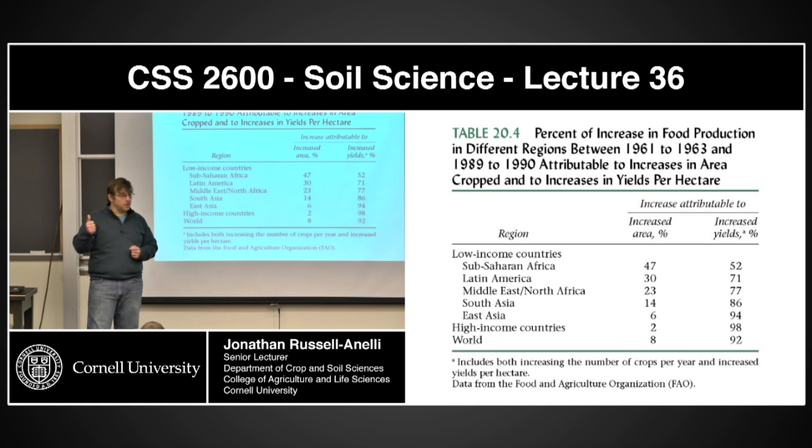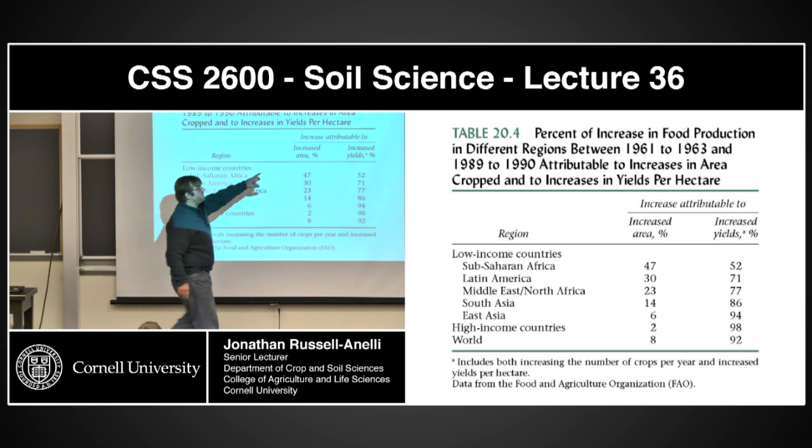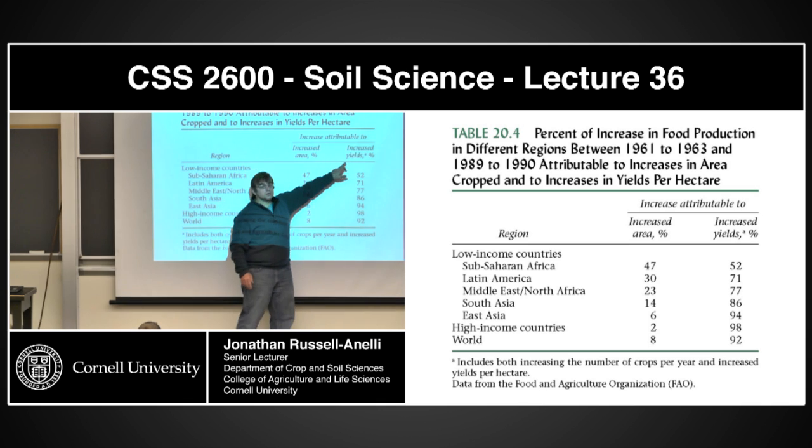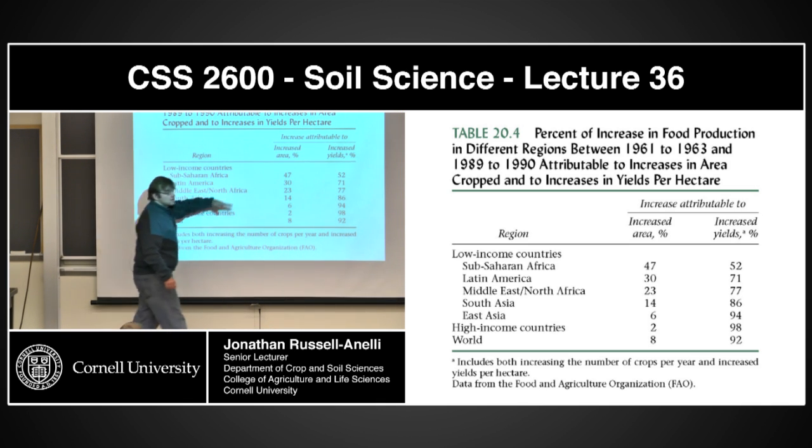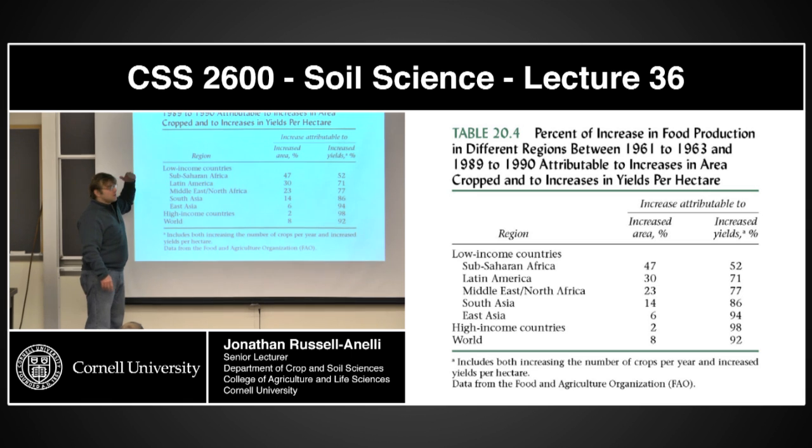First way is we can literally increase the amount of area that we're farming. The other way is we can increase the amount of food that we are growing on every square foot. So we can increase the area or we can increase the yield. This slide basically represents the increase of food that is attributed to each one of these areas.